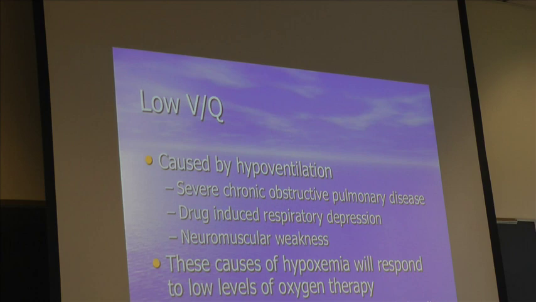Neuromuscular weakness. So sometimes the nerve can't communicate with the muscle. What are some of the neuromuscular diseases? MS, multiple sclerosis, Lou Gehrig's disease comes to my mind. There's a bunch of them. But the nerve isn't telling the muscle to contract, so if the diaphragm doesn't contract or it contracts very little, you're not going to get a fresh supply of air into the alveoli. So low ventilation.